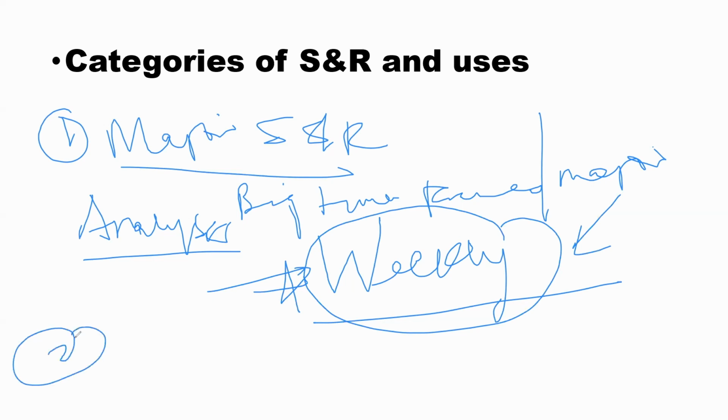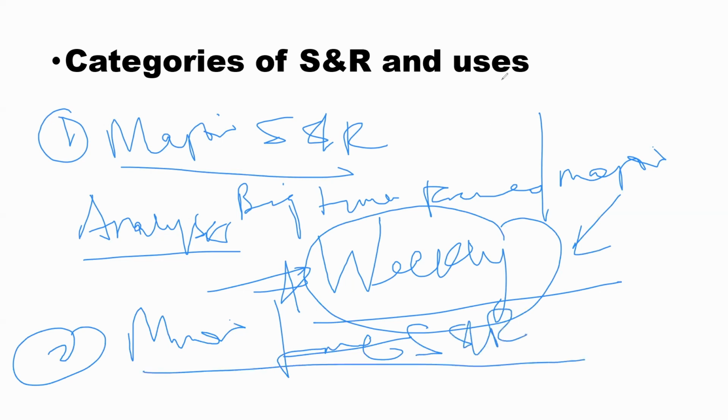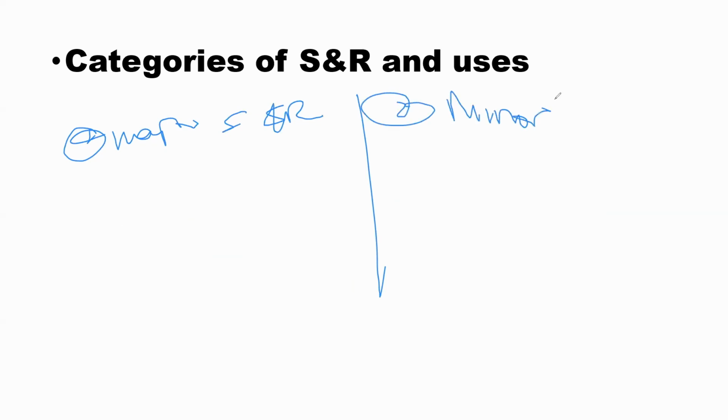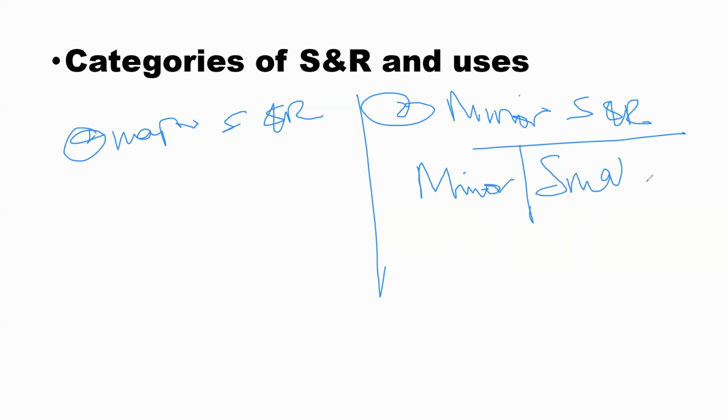Then the second category is the minor support and resistance category. The first one was major support and resistance. Then the second one is minor support and resistance. Now, this category involves a trader drawing the levels in minor time frames. We can call them minor time frames or small time frames.